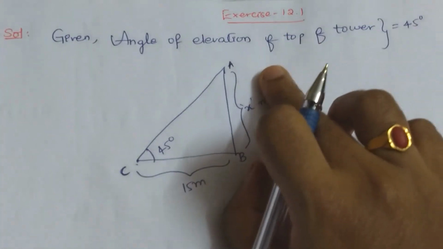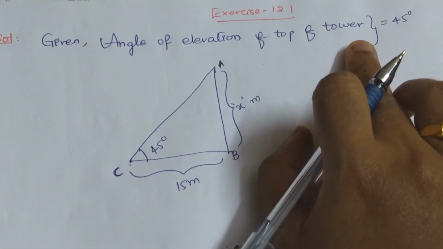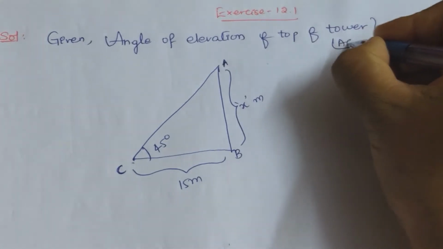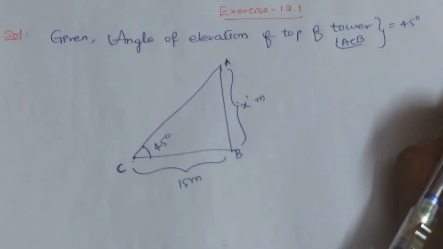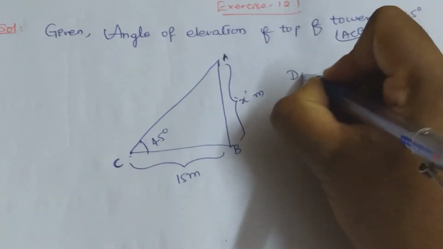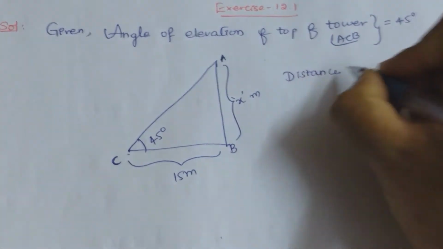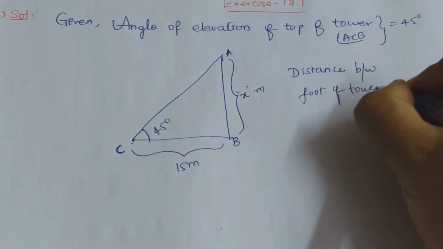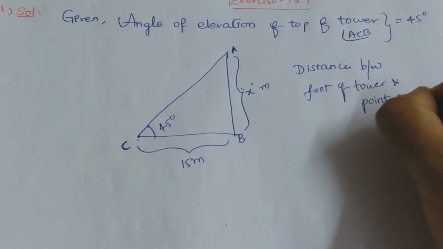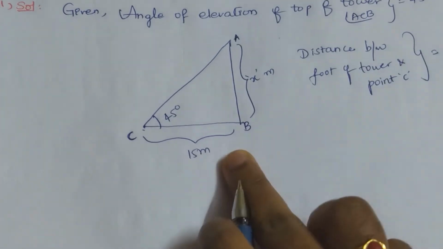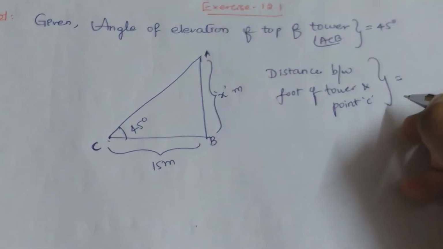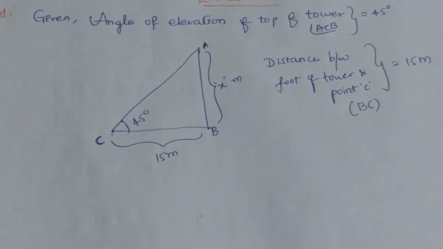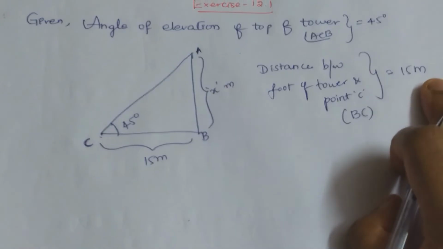So I have written here, angle of elevation of top of tower. So what is the angle here? It is angle ACB. Write it here, angle ACB equals 45 degrees. And distance between foot of tower and point C. What is the distance here? It is 15 meters, correct? You can write this distance as BC. So BC is 15 meters.